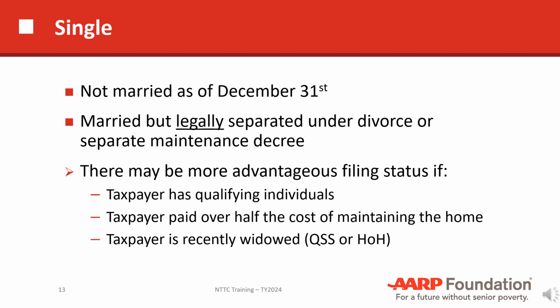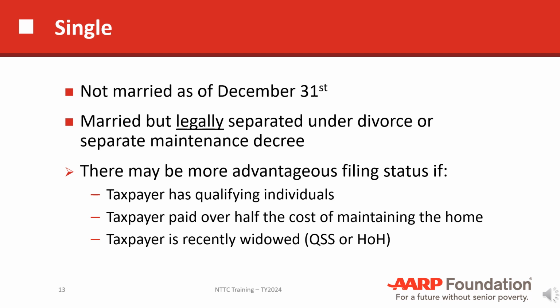So let's talk about each filing status independently of each other. We'll start with the single filing status. The first point here is that in order to be single as a filing status, you need to not be married as of December 31st. We need to remember that whatever your marital status is on December 31st is the status that you have all year long. So if you're married on December 31st, you're married all year. So in order to be single, you can't be married on December 31st.